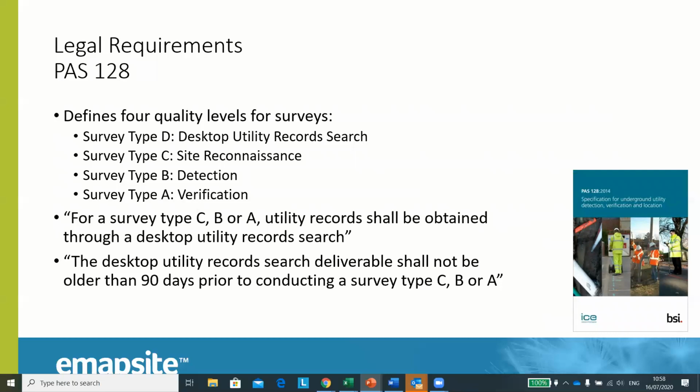It also states that the plans that are provided in search must not be older than 90 days, which ensures that any out-of-date plans are not relied upon, which might not contain the most up-to-date information. So if you've had a utility report and it is over 90 days old, PAS 128 highly recommends that you have that updated, because things can have changed, and 90 days is normally the maximum at which these plans remain valid.